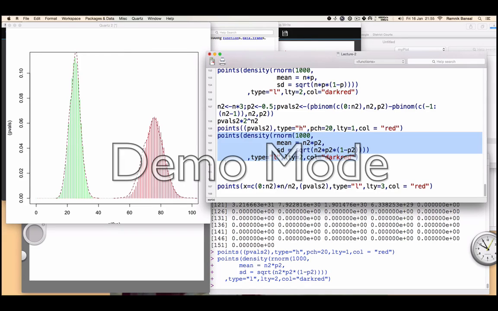So are we in sync about the two? I see some gap here, but I don't know why that is there. Square root of n2 into p2 into 1 minus p2.